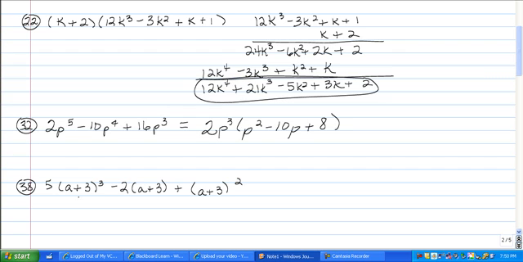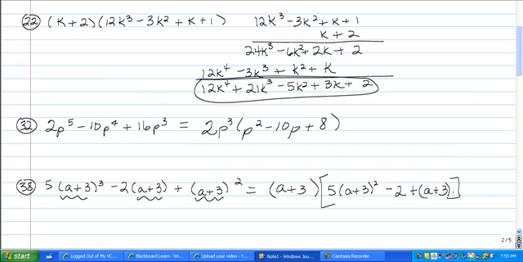Okay, our next one is a little more complicated. We see a common factor of a plus 3, so we're going to take that out. That leaves us with 5 times a plus 3 squared minus 2 plus a plus 3. So we need to simplify what we have in the square brackets.